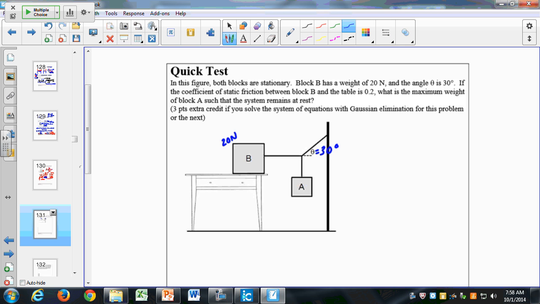So let's see, I'll start writing this over here. FWB equals 20 newtons. FWA, I don't know, but I want to know. I ask, what is the maximum weight of block A such that this remains at rest? And I know that the coefficient of static friction, mu s, for block B is equal to 0.2.